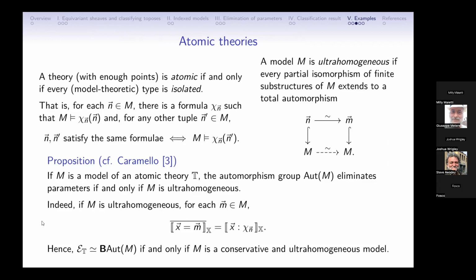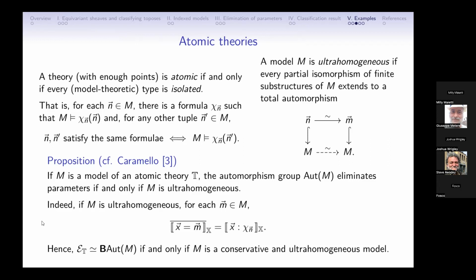B aut of M. Here we're equipping the automorphisms of our model with a certain topology, and this is the topos of continuous actions by that topological groupoid on discrete sets. And we get this equivalence if and only if M is a conservative and ultra-homogeneous model. That's just by applying the classification result as well.